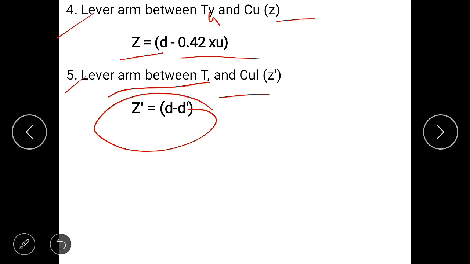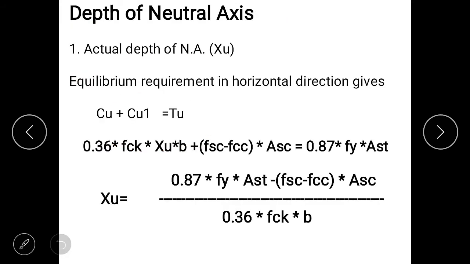What is d? Effective depth of beam. It is d, and d dash is cover of compression zone up to compression bar. It is d dash. Okay, and to calculate depth of neutral axis, equilibrium requirement in a horizontal direction is given. So to calculate TU, the formula is CU plus CU1. It is called TU.